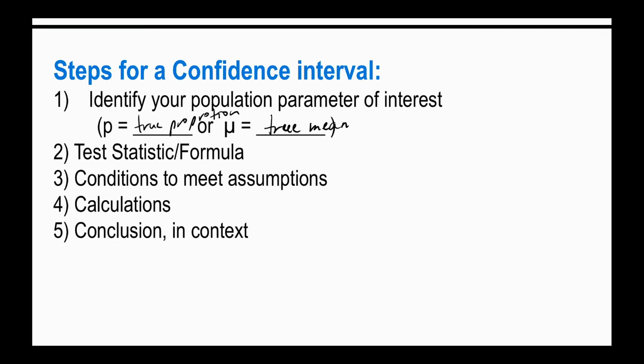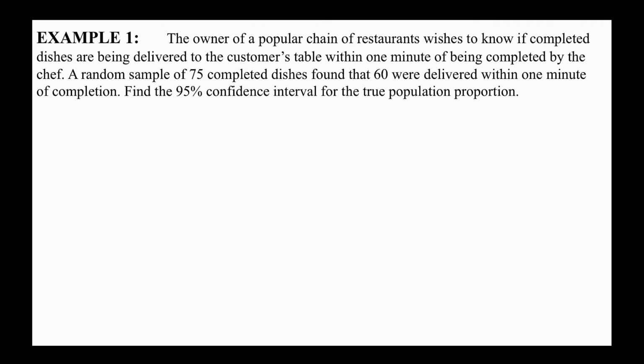They're asking you a different question. They're not asking you probability now. They're asking you to predict what the true parameter is, given a sample. Okay? All right, so let's do the first one. Example number 1.